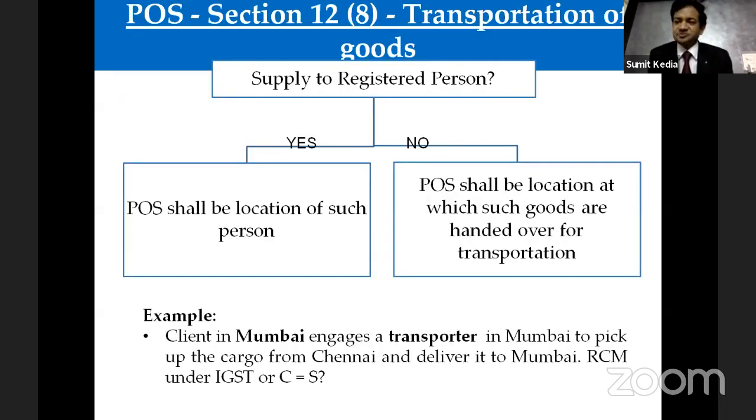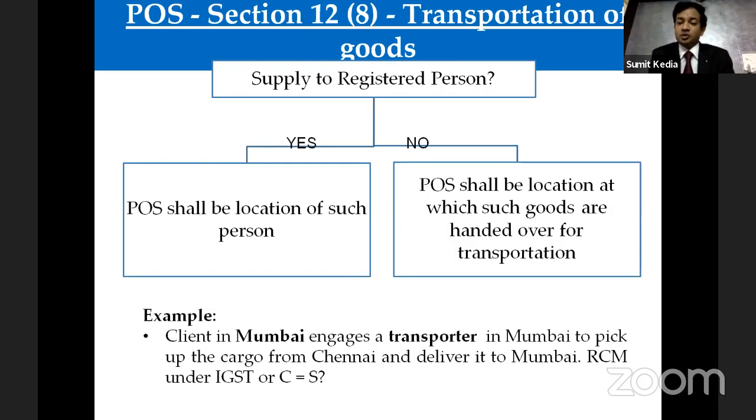One last aspect in case of transportation. RCM liability under freight might be under CGST. Sometimes you might have to pay RCM under IGST. So section 208 of place of supply talks about transportation of goods. It says in case of transportation of goods service, if the supply is made to a registered person, the location of the registered person will be the place of supply.